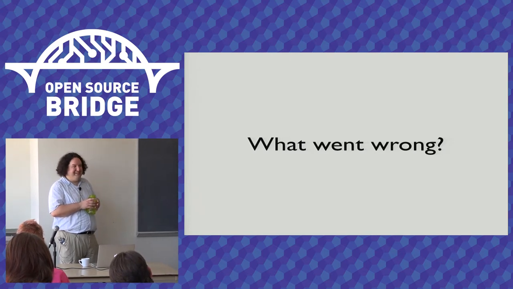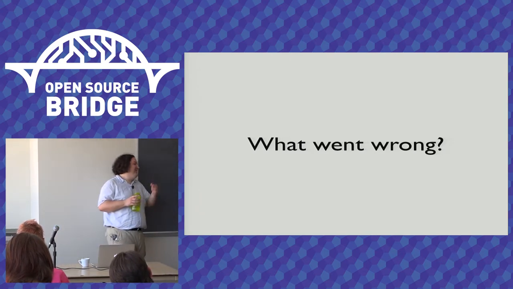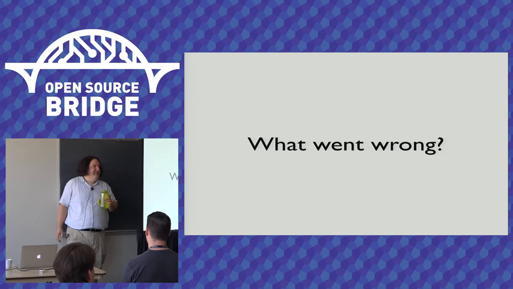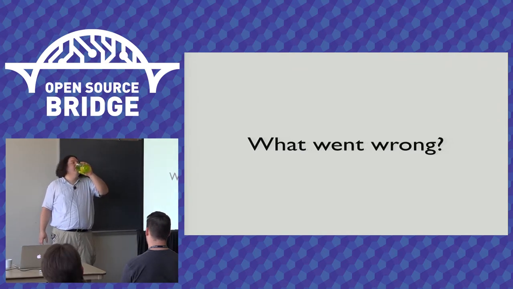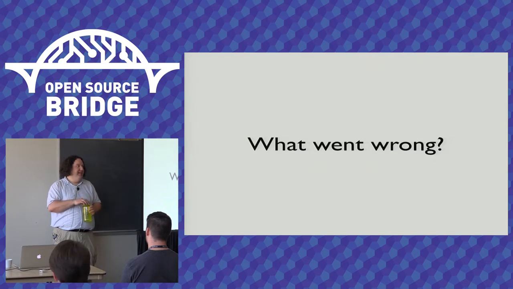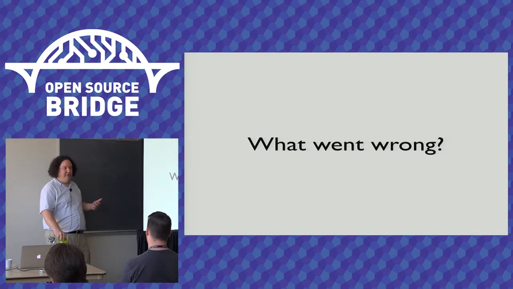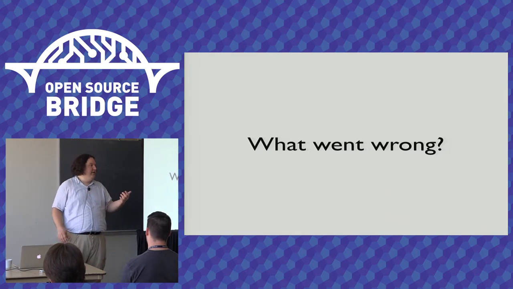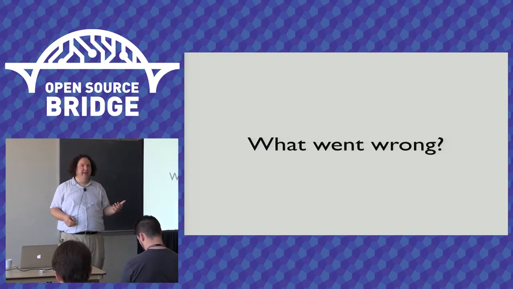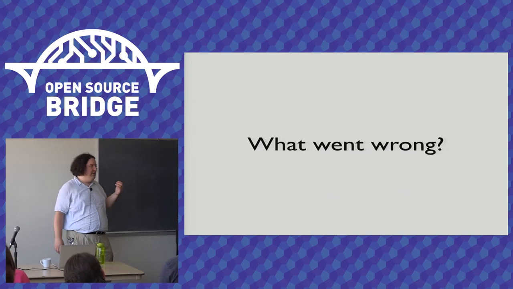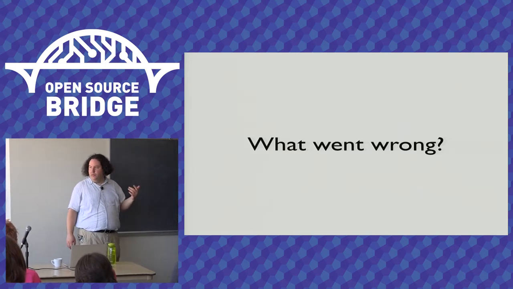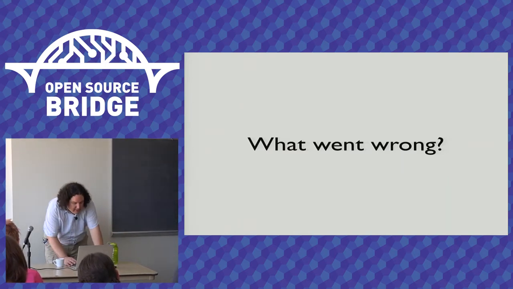Which brings us back around to the question that you were asking. What did go wrong? So there aren't really good instant answers for this. The main thing you want to do is start looking at the code and looking at what failed in the code and thinking about where that could have come from.